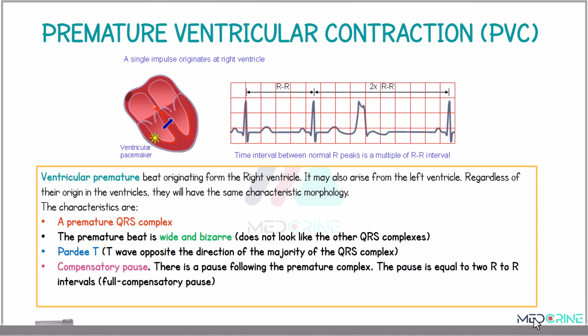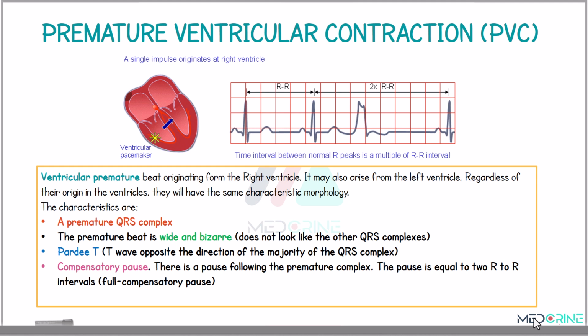In this case, the ventricular premature beat originates from the right ventricle. It may also arise from the left ventricle, and regardless of the origin, they basically have similar morphology. Some characteristics of a premature ventricular contraction are: there is a premature QRS complex. The premature beat is wide and bizarre in nature. It basically does not look like the other QRS complexes.